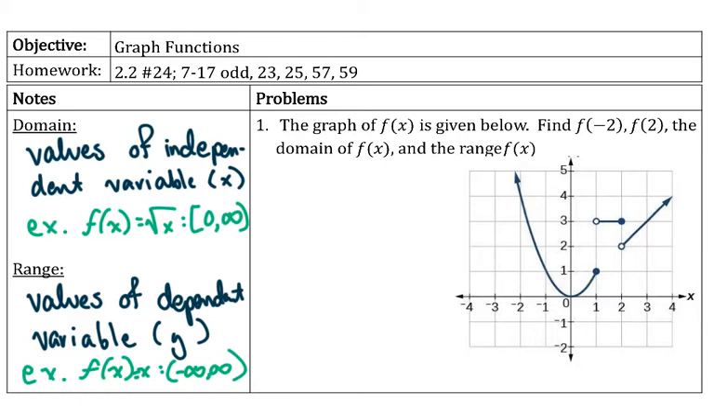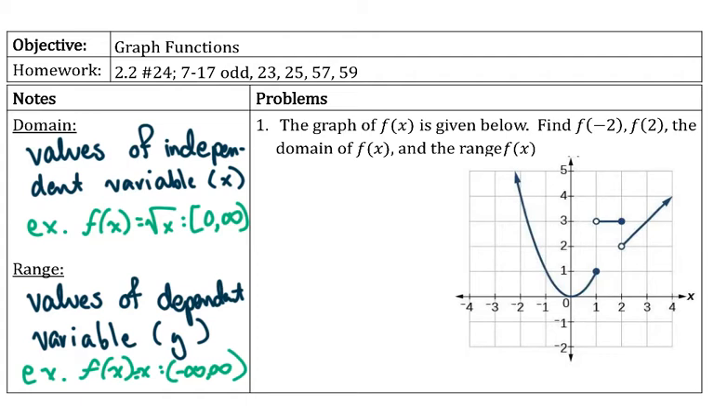So if I'm looking at this problem here, using the graph of f of x, this is called a piecewise graph, which just means it's in pieces. This parabola is one piece, this horizontal line is the second, and this line with slope 1 would be the third piece. Find f of negative 2, f of 2, and the domain of x and the range of x.